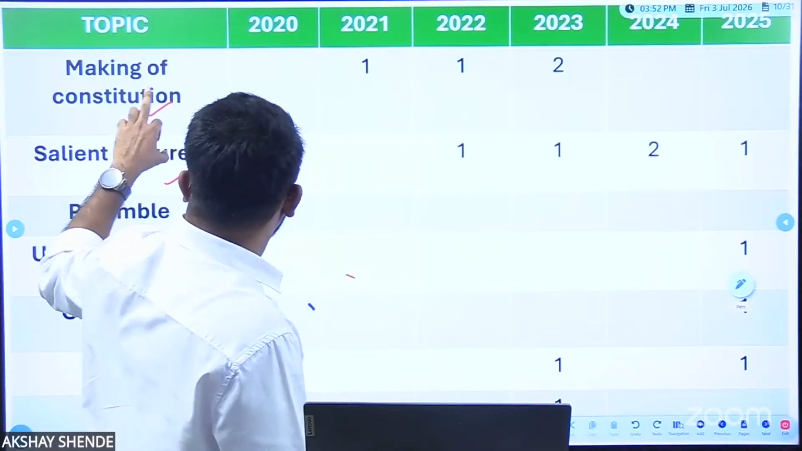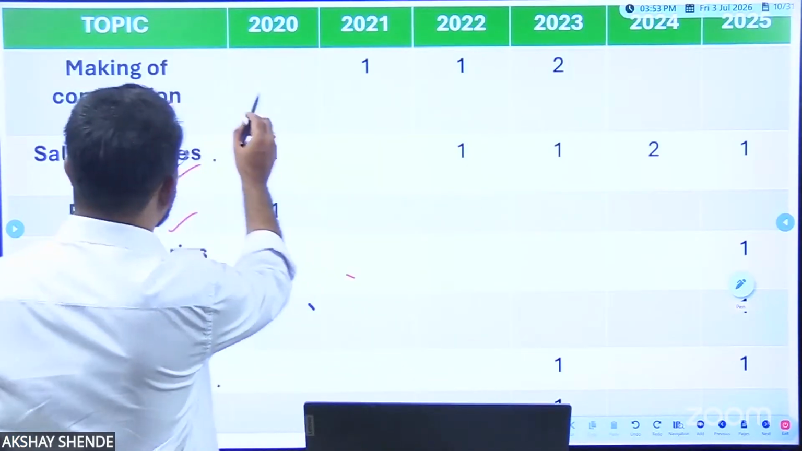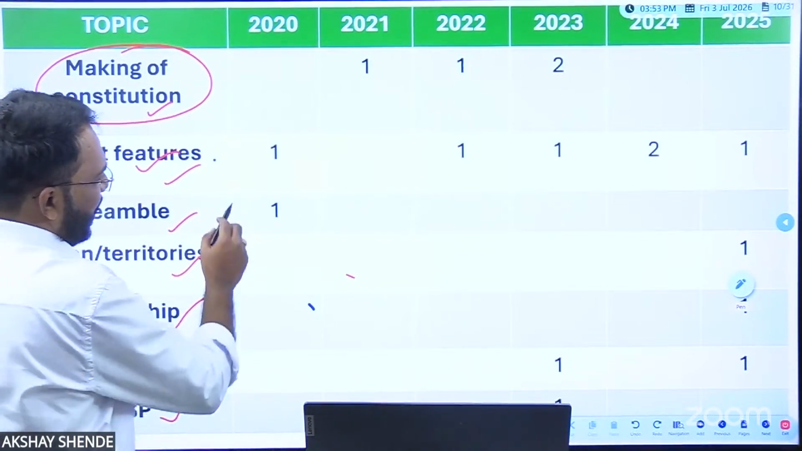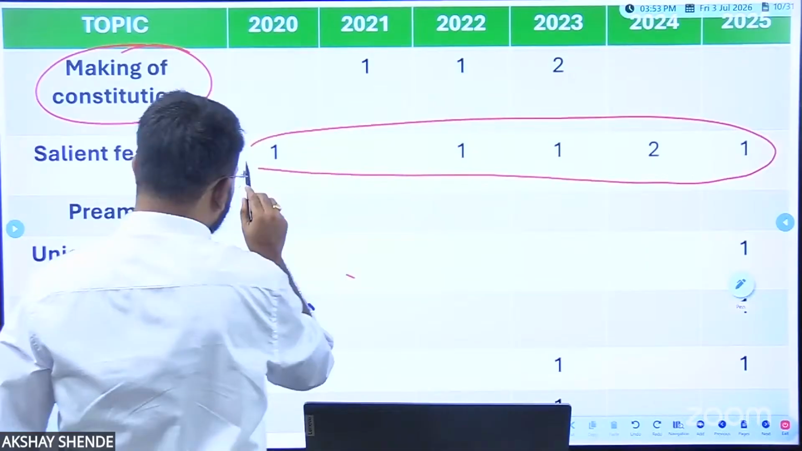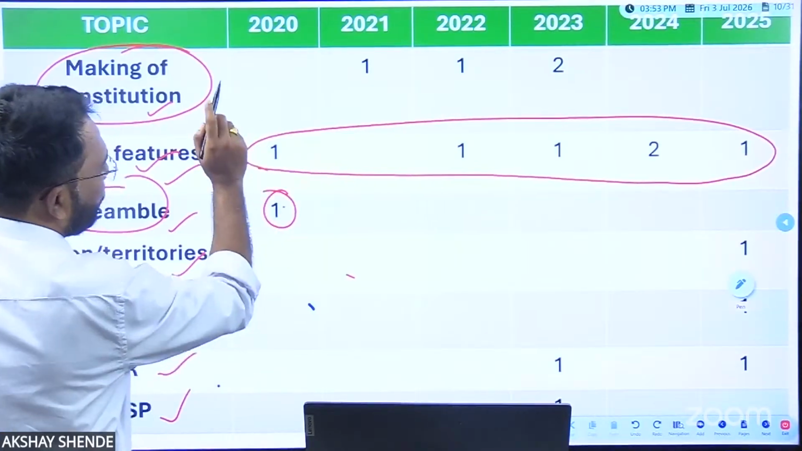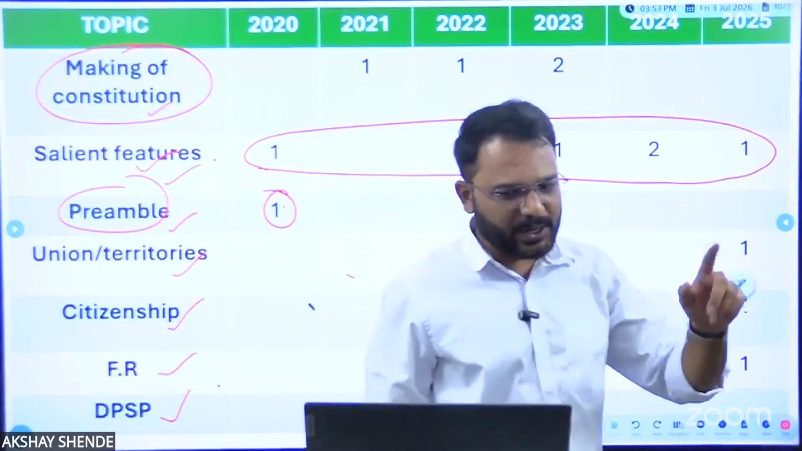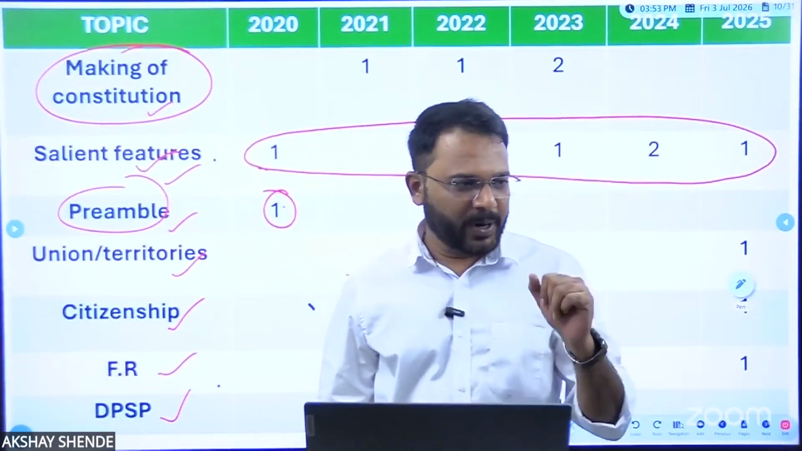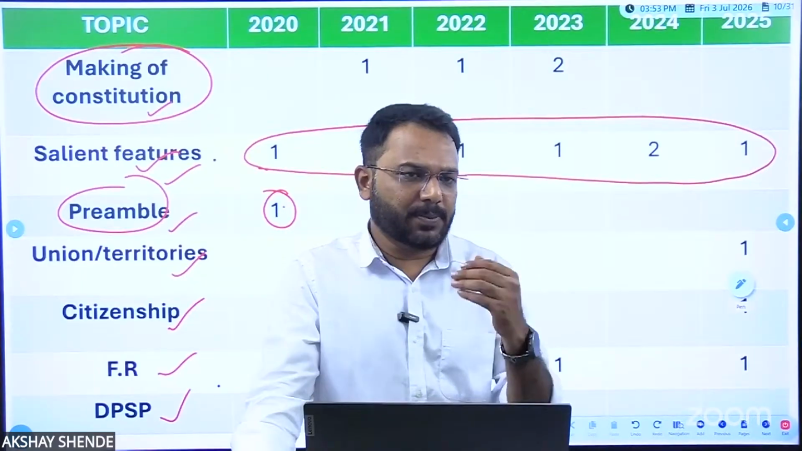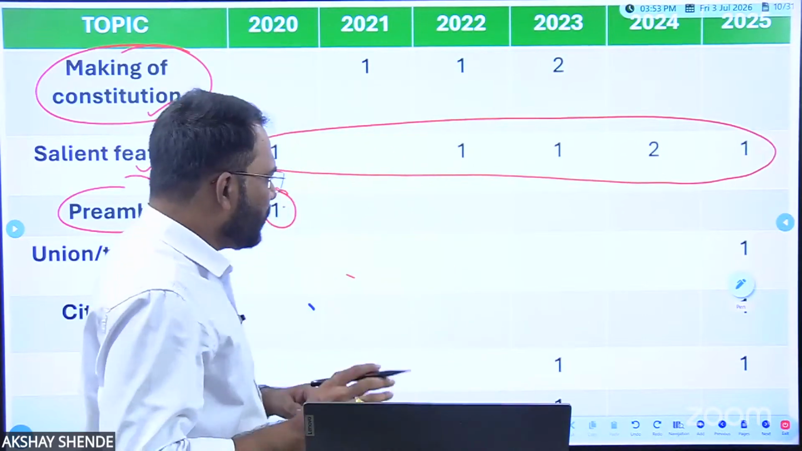Okay, so here you can see that every alternate year a question is asked from making of constitution from this chapter. From salient features, they have asked around a single question each and every year. For preamble, they have asked only one question, that was in 2020. And in 2026, I have not mentioned the column of 2026, but in 2026 they have asked a question from preamble. The question was whether the preamble is a part of the constitution or not, and by which case it was established. Yes, this kind of question was asked.